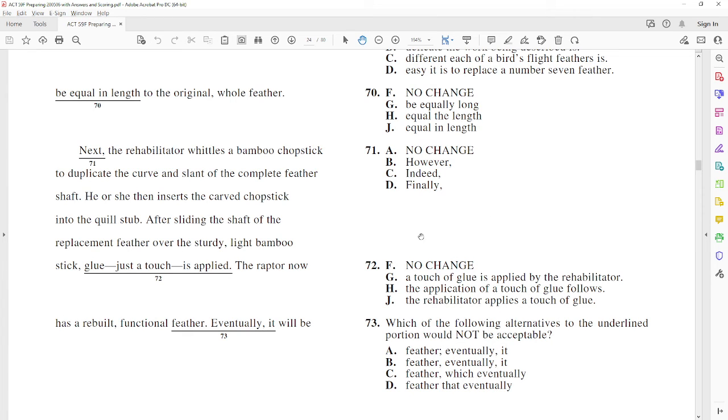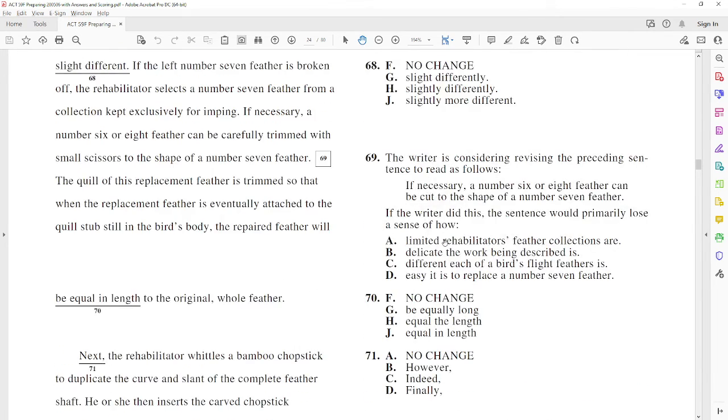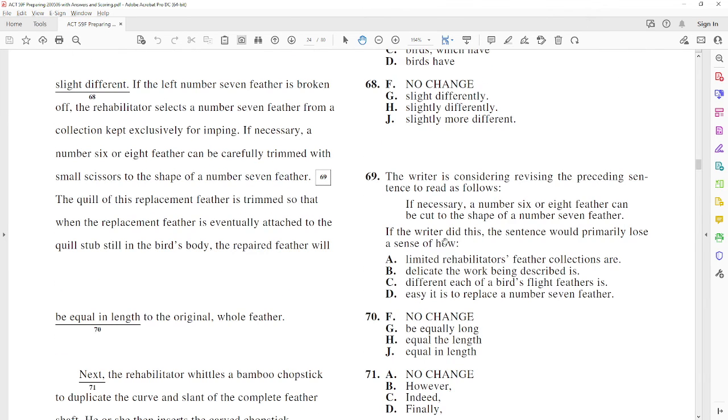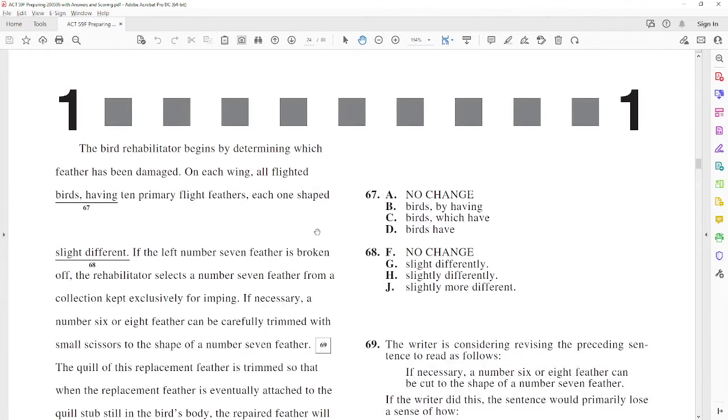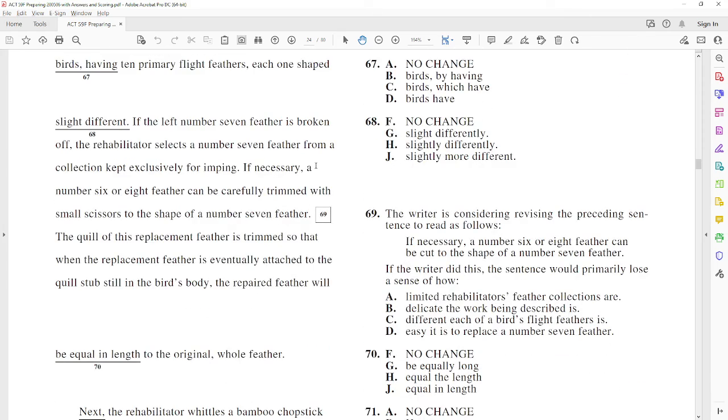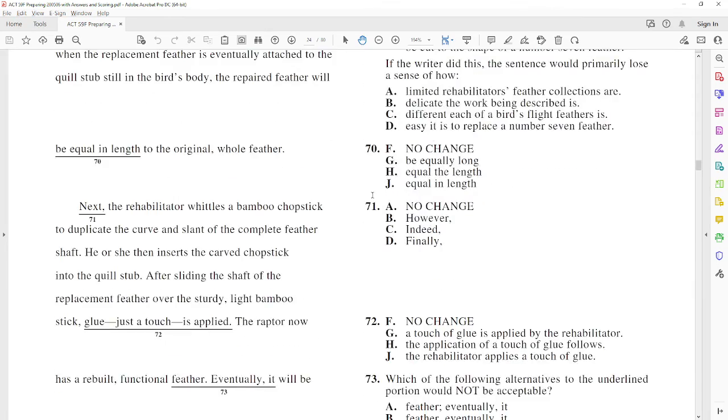71. Next, the rehabilitator whittles a bamboo chopstick. All right, this is transition words. Well, what happens here? Okay, so the previous paragraph gives us some steps this guy is taking. The bird rehabilitator begins by determining which feather has been damaged. And then it gives us a bunch of steps. And then this one says the rehabilitator whittles a bamboo chopstick, and then he or she then inserts the chopstick.